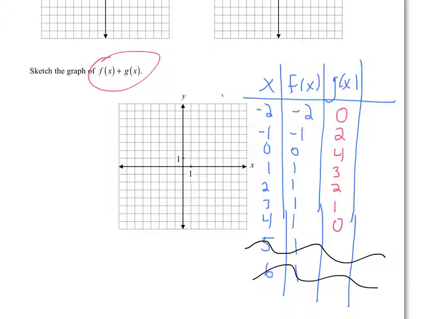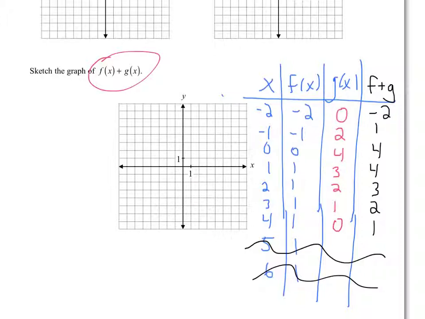So we are getting f plus g. So -2 plus 0 is -2. -1 plus 2 is 1. 4 plus 0 is 4. 3 plus 1 is 4. 2 plus 1 is 3. 1 plus 1 is 2. And 1 plus 0 is 1. So that is our point.